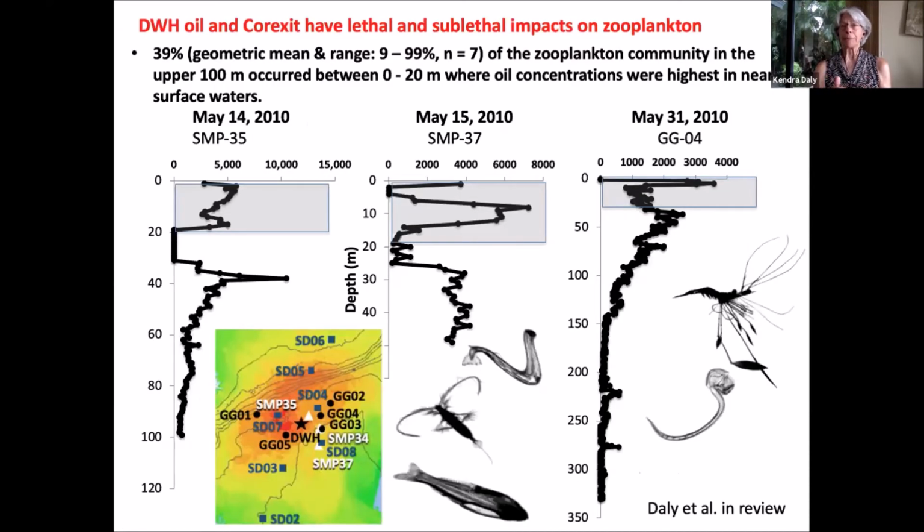So, zooplankton. We know from laboratory experiments that the Deepwater Horizon oil and the dispersant Corexit can have lethal and sublethal impacts on zooplankton. These plots show the vertical distribution of zooplankton during May 2010 at 3 stations that were near the Deepwater Horizon site. The community was very diverse. Much of it was composed of copepods.